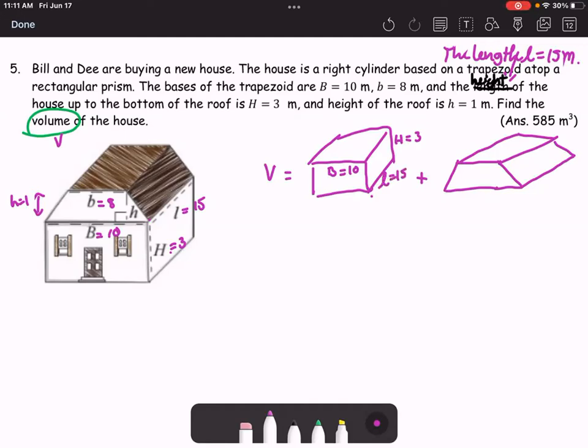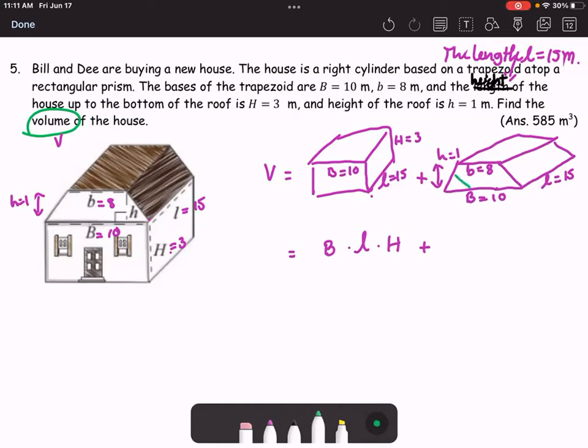And for the top or the roof part, uppercase B, the wider base, is 10, the lowercase b, the shorter base, is 8, the length is 15, and the height, lowercase h, equals 1. So we're going to find the volume of the box, which is the length times width times the height, or the uppercase B times the L times the uppercase H, and then the volume of the trapezoid top.